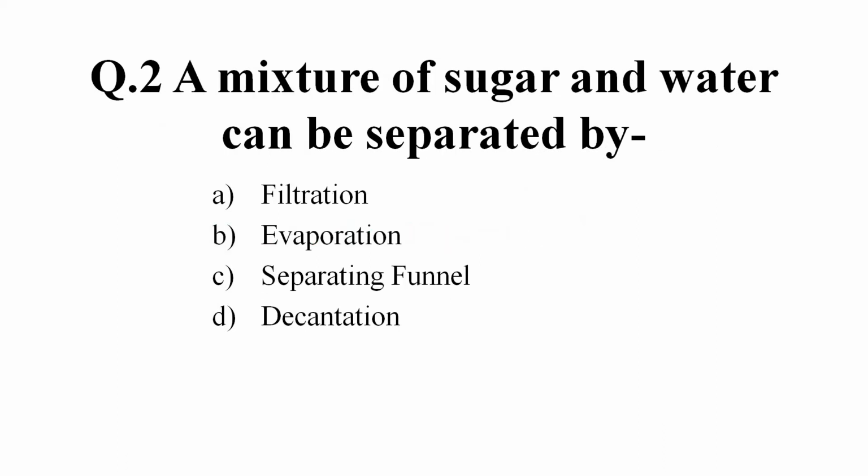Question number 2. A mixture of sugar and water can be separated by: option A, filtration; option B, evaporation; option C, separating funnel; option D, decantation. And the correct answer is option B, evaporation.